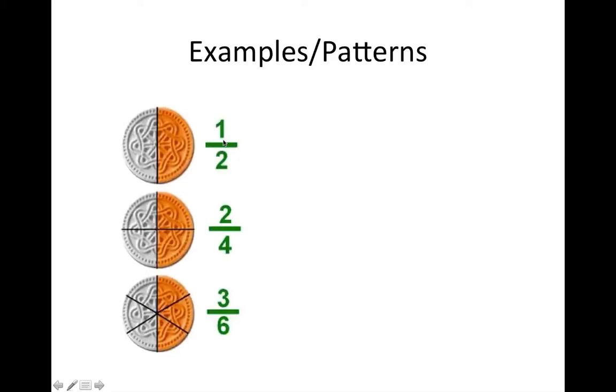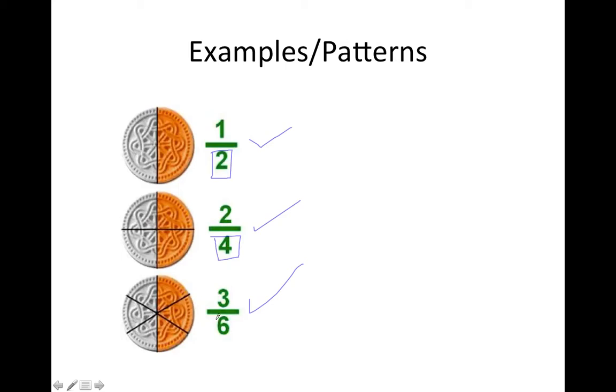So take a look at these examples. We have half of a cookie here. We have 2/4 of a cookie. Let me get my pen here. So we have a half, 2/4, and 3/6. Now, all of these parts of the cookie are the same. They're equal. However, the fractions used to describe them look different, but they mean the same thing. It all depends on how many parts the fraction is broken up into.